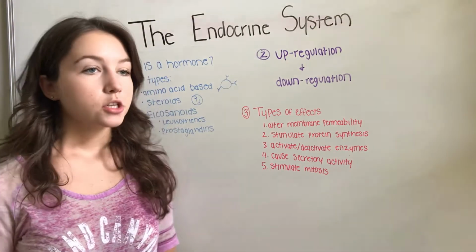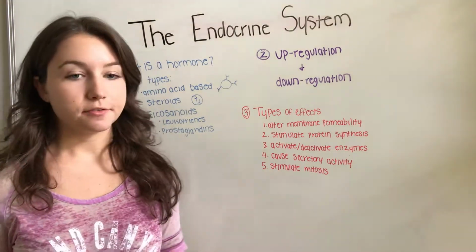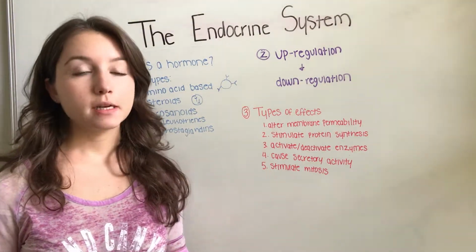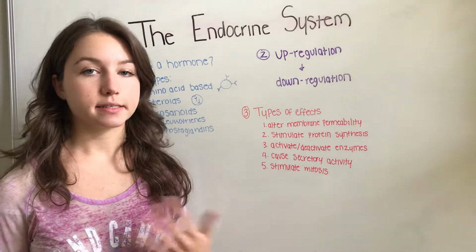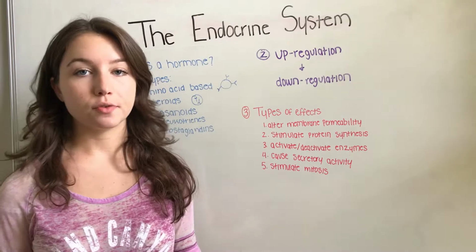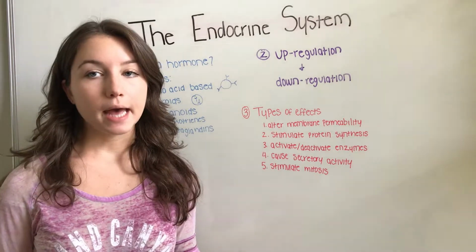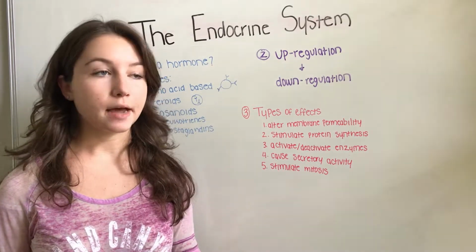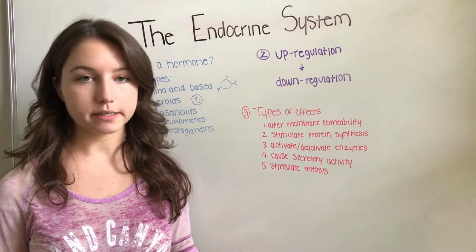Endocrine system. So first off, I want to start by defining a hormone. A hormone is a chemical messenger that acts as a signaling system for the body. So it basically tells the body to do certain things at certain times. And there are different glands or organs that either make these hormones or can respond to them.